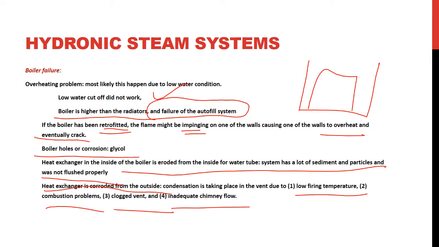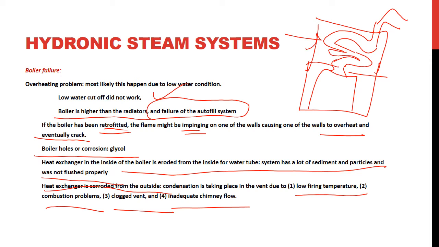If this is my firing chamber and this is my flue pipe, the gases go through a heat exchanger all the way to the flue pipe outside, and I have water running from one side to another. This is considered the outside, and here is the inside. So if it's corroding from the outside, it has got to be a water problem. The condition is taking place in the vent.